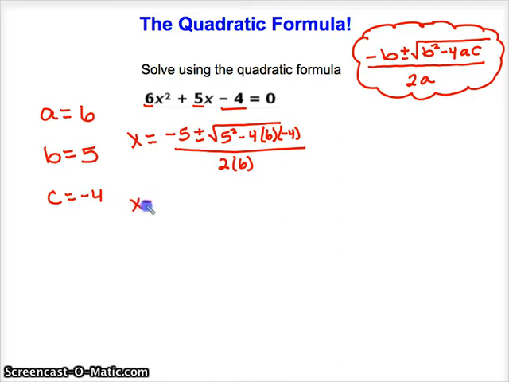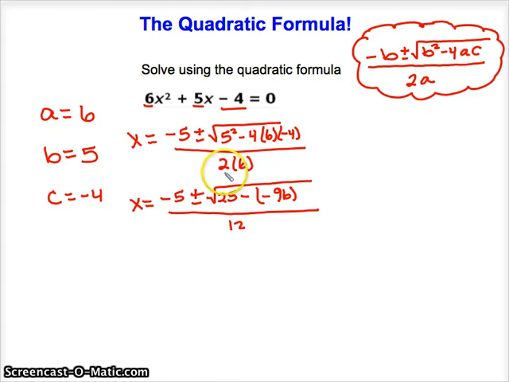So, x equals negative 5 plus or minus the square root of 25 minus 4 times 6 times negative 4. When I multiply all those together, I get negative 96. And all that is divided by 12. Now this step is very crucial.